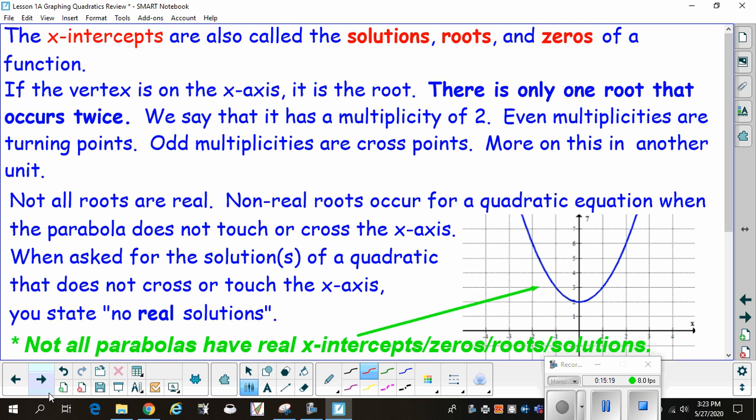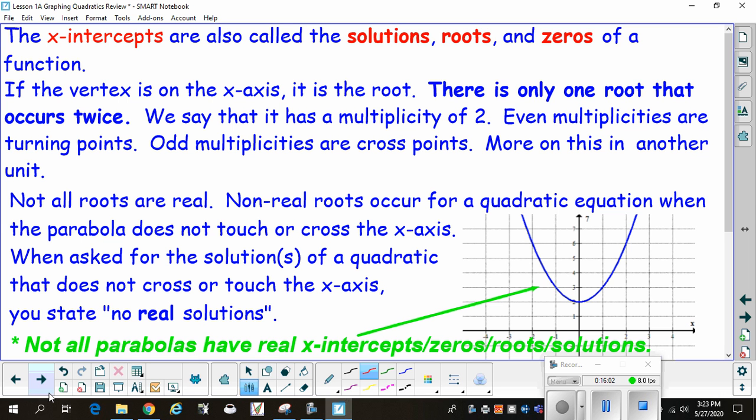Now, the x-intercepts are also called the solutions, roots, and zeros of a function. If the vertex is on the x-axis, it is the root. There's only one root that occurs twice. We say that it has a multiplicity of 2. We're not going to get a lot into multiplicities right now. I'm just mentioning this word, so down the pipe, when you hear it again, it'll start to make a little more sense. Essentially, even multiplicities are turning points. That means if it happens 2 or 4 or 6 times, it's going to touch at that spot and turn around. It's going to be a turning point. Odd multiplicities, on the other hand, cross over. More on this in another unit.